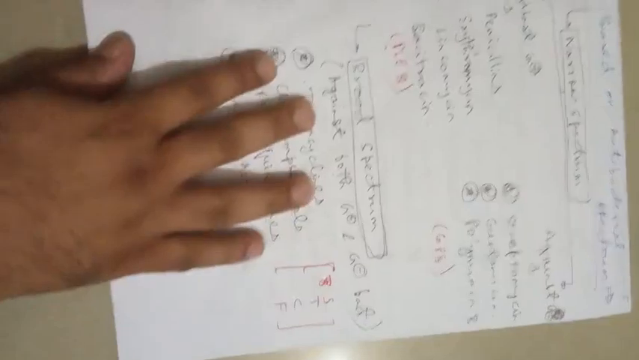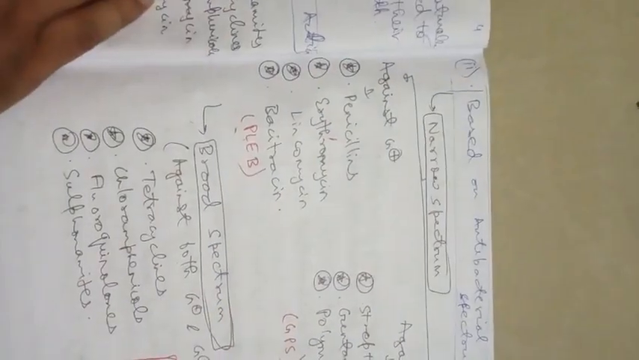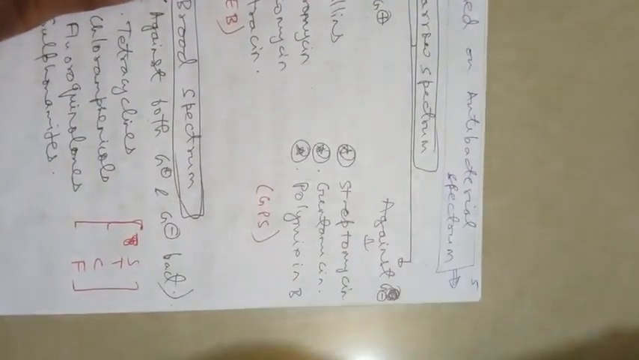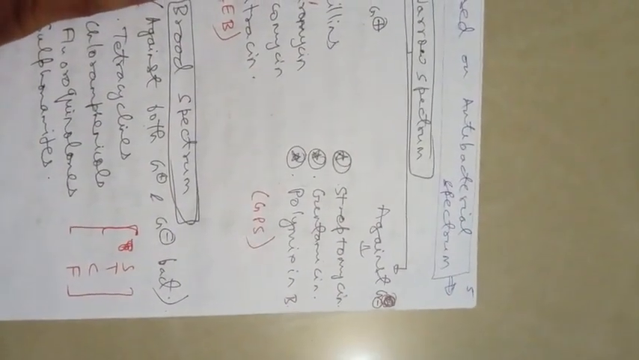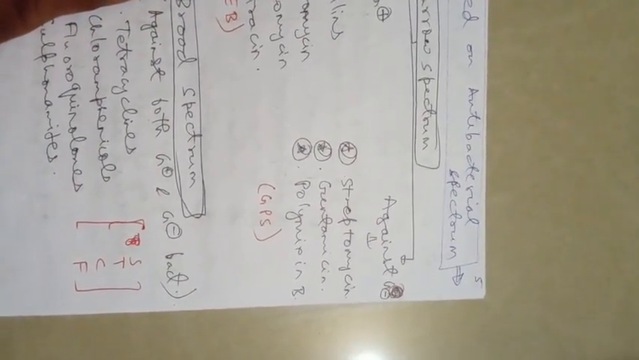Now narrow spectrum, either against gram positive or against gram negative. Against gram positive we have penicillin, erythromycin, lincomycin and bacitracin, that is PLEB. Against gram negative can be learned by the mnemonic GPS. We all have GPS in our phone. So gentamicin, polymyxin B and streptomycin.